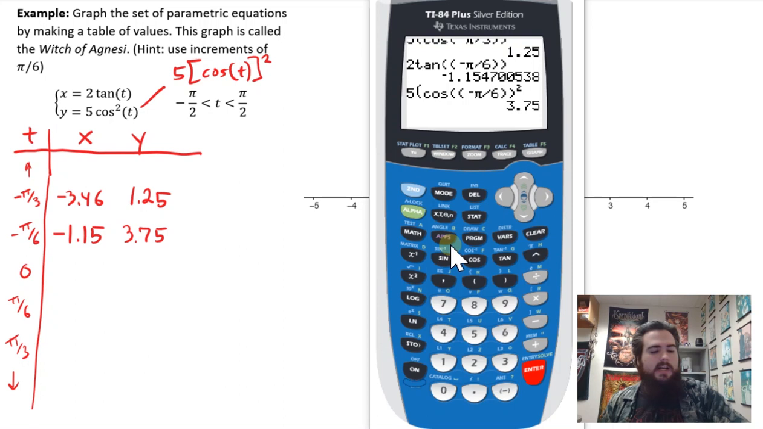For 0, we shouldn't need a calculator for that. Tangent of 0 is just 0, so 2 times 0 is 0. Whereas cosine of 0 is 1. 1 squared is still 1, and then multiply that by 5, and you'll get 5.